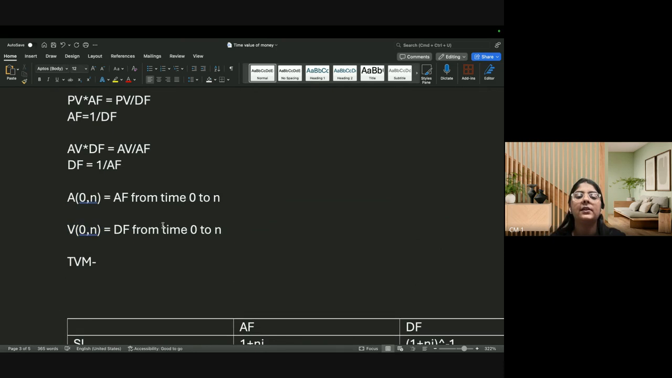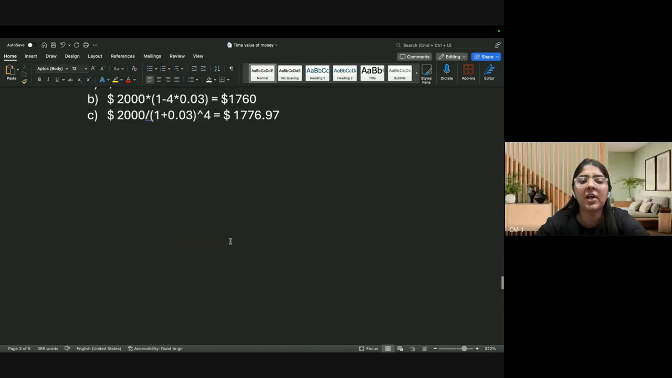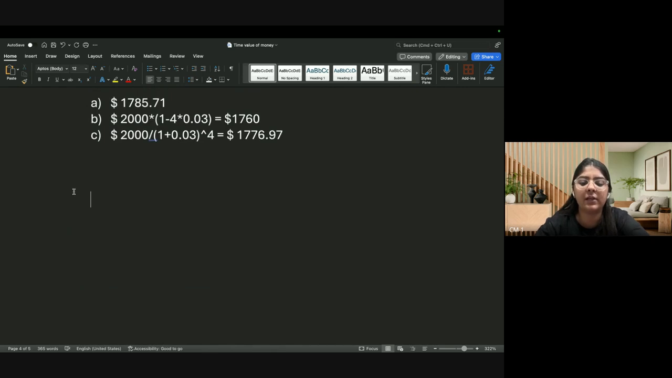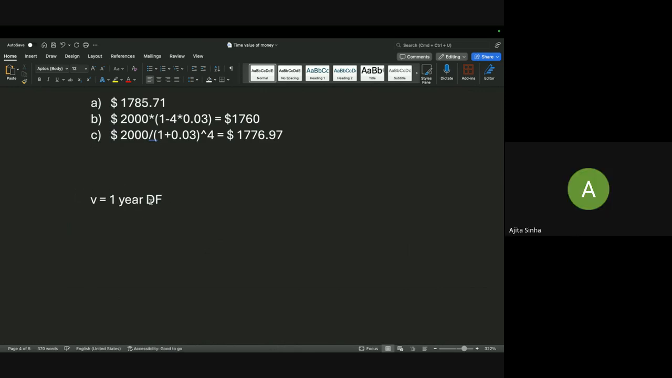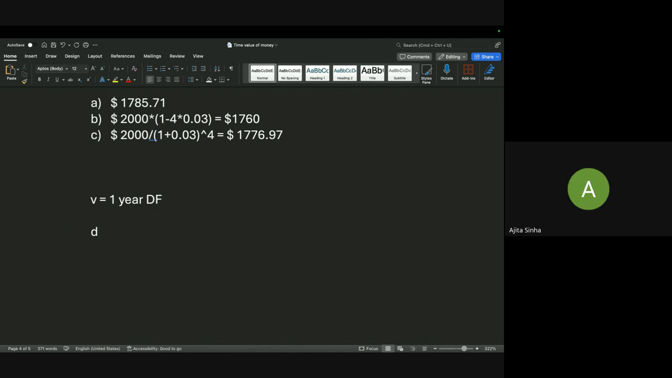Now, if we consider from time 0 to 1, we can write this as V0, 1. And this in general terms is also known as V. So what is V? This is small v. Small v is the notation that you use for a 1 year discounting factor. Understood? And discount factor is V, discounting rate is D.